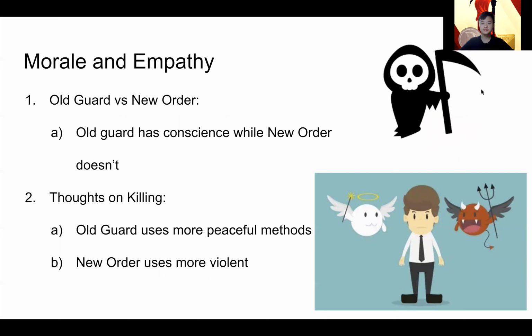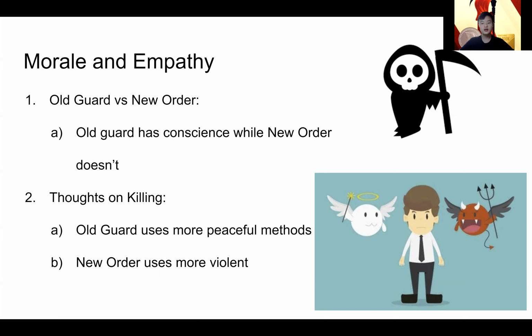Morality and empathy. Inside Scythedom, there are two different types of thinking. One is the old guard, and the other is the new order. People in the old guard have maintained humanity and conscience. This means that they carry the burden of killing and always regret it. People in the new order, however, take satisfaction and pleasure from killing. They often glean in large numbers, and they glean very mercilessly.